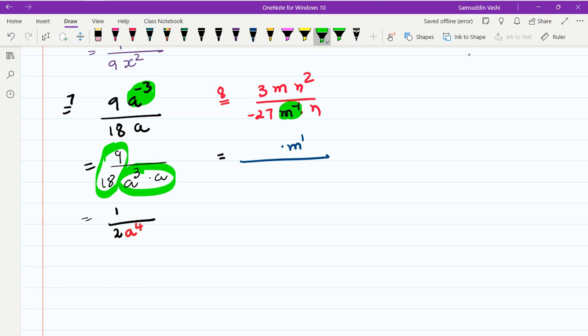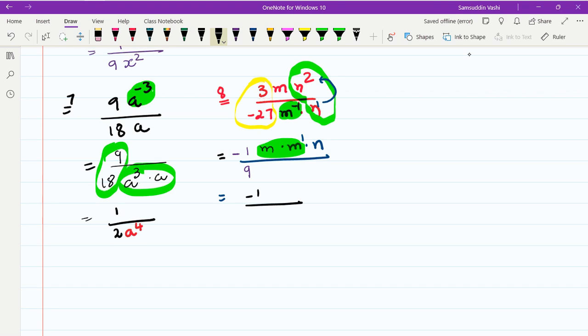Okay. Then if you want to work here, 3 and 27. Negative sign, 1 over 9. Okay. 1 m remains there. I can work on n squared divided by n. It becomes n in numerator, n to the power of 1. 2 minus 1. Okay, numerator. Then I still have 2 places m. So I have to carry on, otherwise you're going to lose 1 mark. Negative 1 over 9, m squared, n.